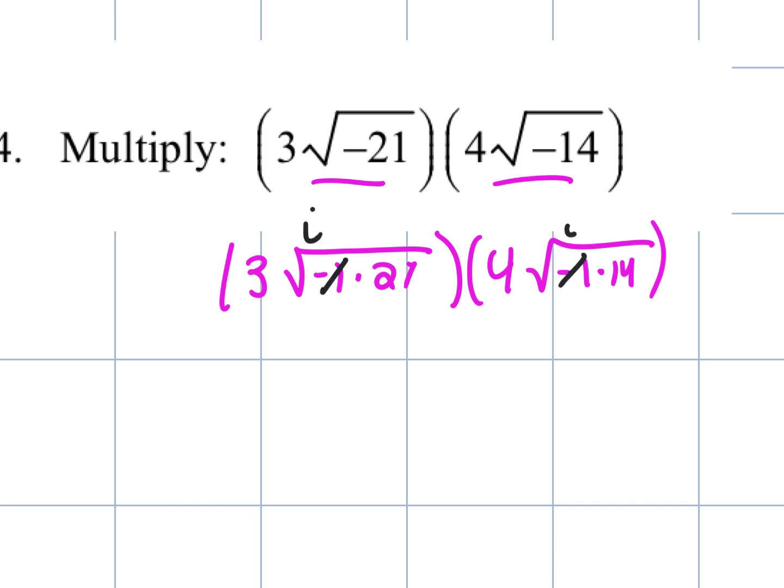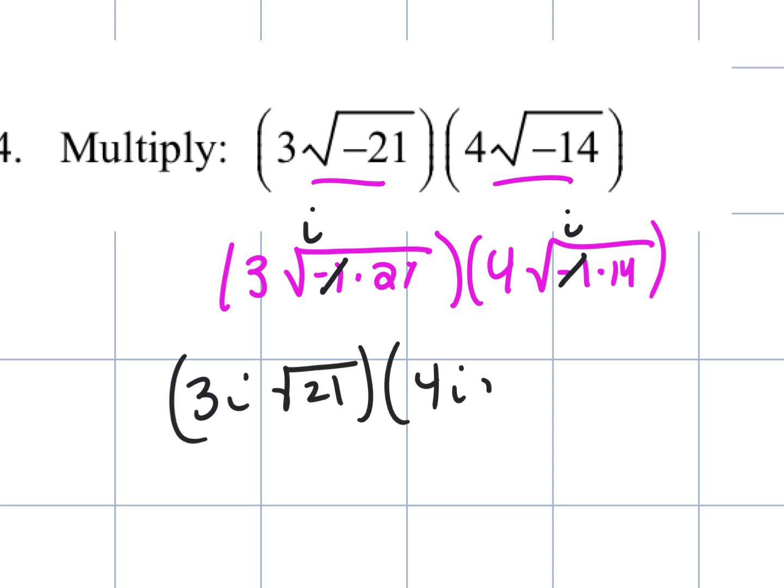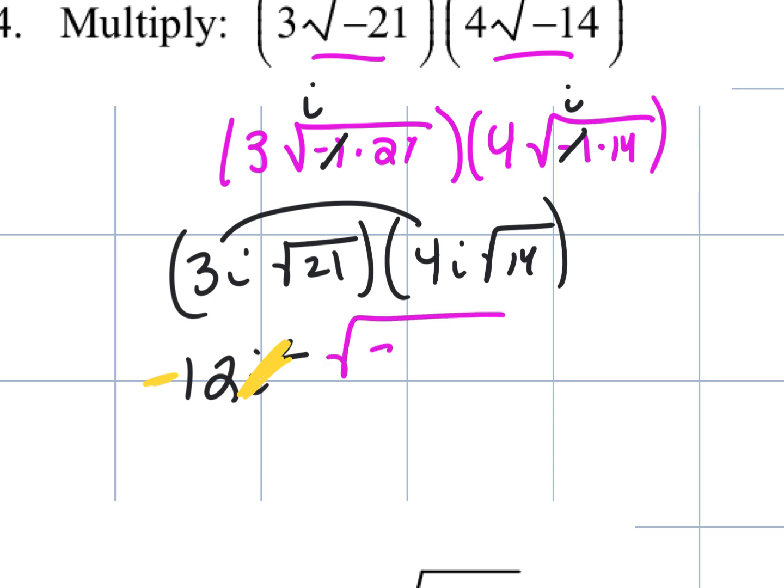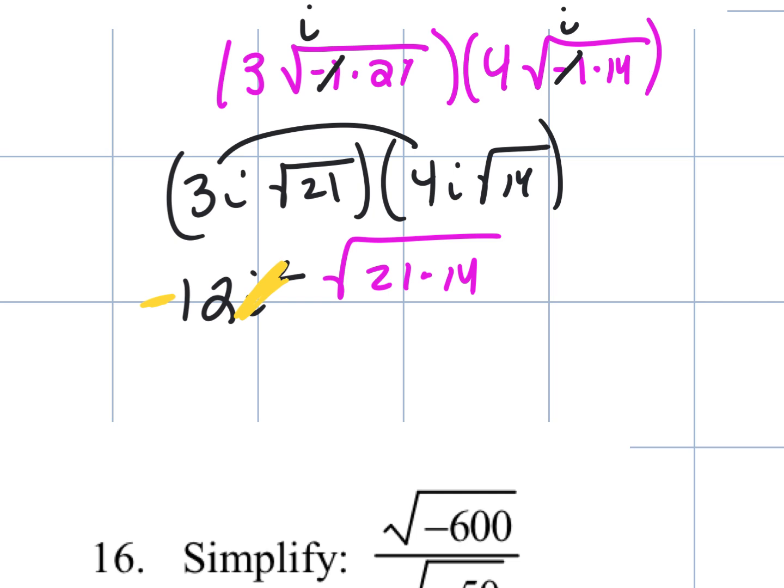So the first thing we need to do is go ahead and get that negative 1 out of there. So I have i's. So this becomes 3i square root of 21 times 4i square root of 14. So now you can multiply the outsides. 3i times 4i is 12i squared. As soon as I see that i squared, I'm going to cross it off and make this a negative 12. And then a house times a house is just a bigger house. So it's 21 times 14. You guys can go ahead and multiply 21 times 14 and then figure out factors and all that stuff.